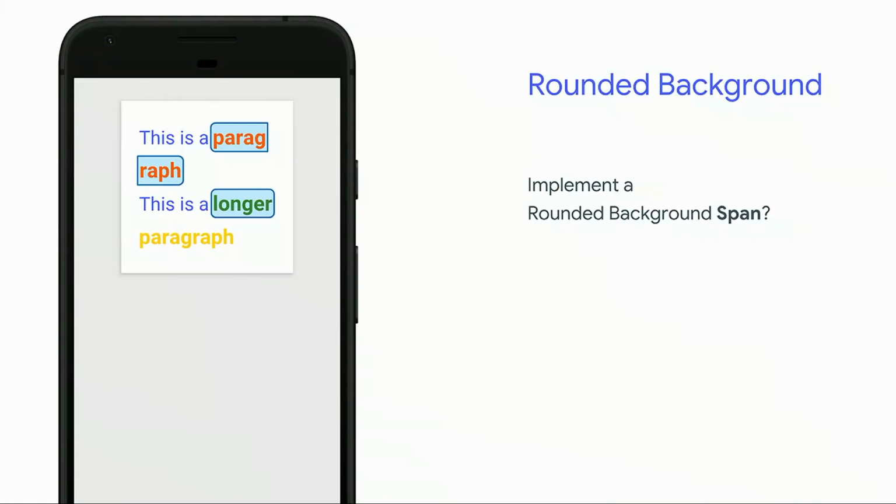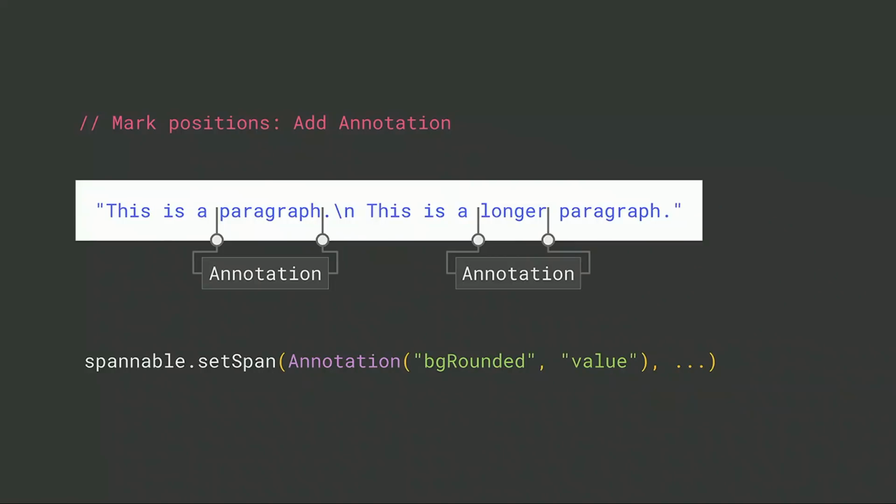Now that we know about layout and some important functions, we can answer a frequently asked question on the internet, which is how to implement a rounded background span. This is not doable with spans, but we can draw it ourselves using the layout functions. To do that, first we need to mark our words that we want to draw the background for. Annotation that Florina mentioned is a good option for such a use case.